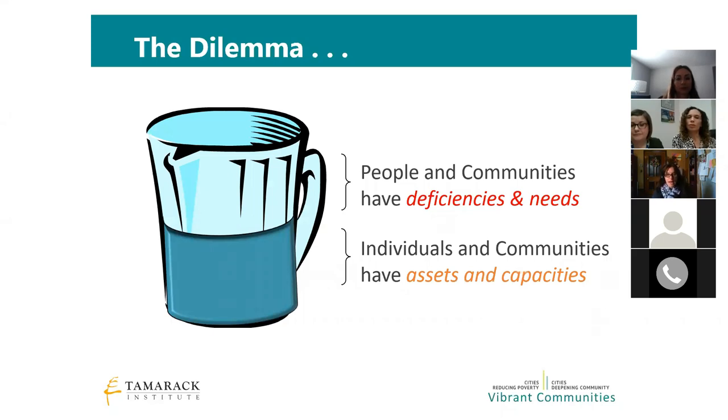So when you're thinking about asset-based community development, think about a glass that is half full and half empty. It is clear that every individual and community has needs and deficits, but it's also clear that every individual and community has gifts and capacities. When we think of people with deficits and needs, we classify them as clients or priority populations. And when people are identified with their gifts and their assets, they become citizens and residents. So take the time to think about how you approach your community work. Is the glass half full or is the glass half empty?